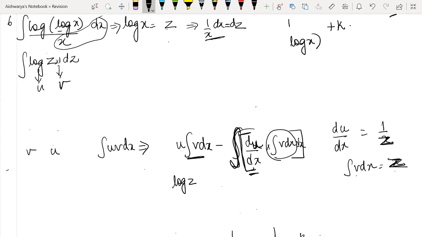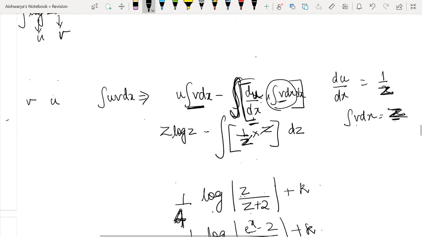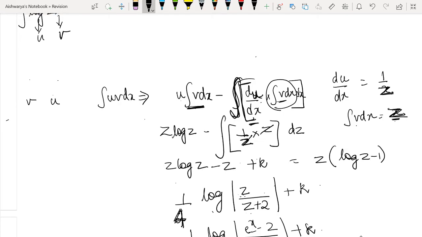So integral v dx, this value will be z out here, minus, put the integral symbol, open the bracket, du by dx is 1 by z, into integral v dx, or v dz, however you want to say it, this will become z. Close the bracket, put dz here. This will get cancelled. When you integrate this again, you will get a minus z. So z log z minus z plus k. So you can take out z common and say log z minus 1 plus k.